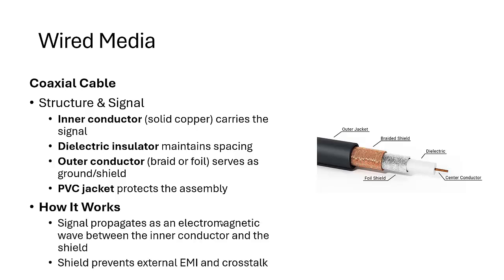Now here, the signal propagates as electromagnetic waves between the inner conductor and shield, which prevents external EMI. What is EMI? Electromagnetic interference, which can lead to data loss. But yes, we have a higher chance of data loss in a coaxial cable because of the current in nature.